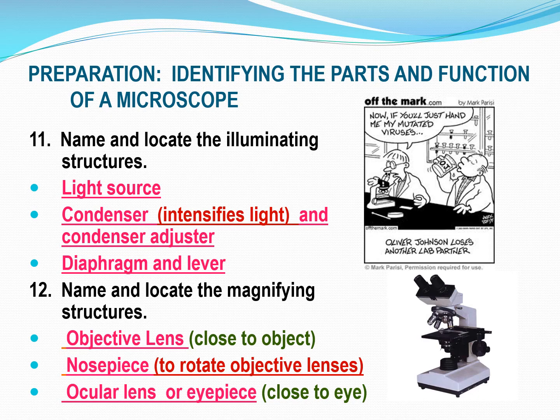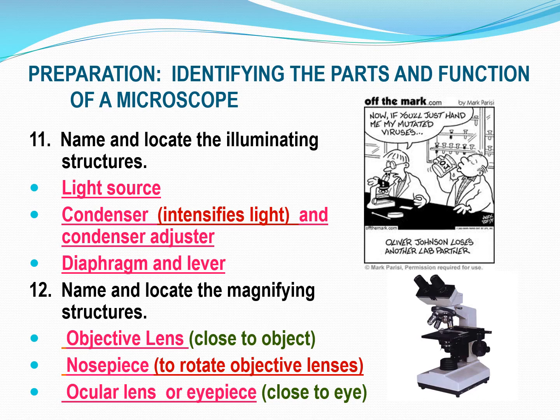So you've got to name the location of the illuminating structures. You have your light source, your condenser, which intensifies your light, and the condenser adjuster. You have your diaphragm and levers.